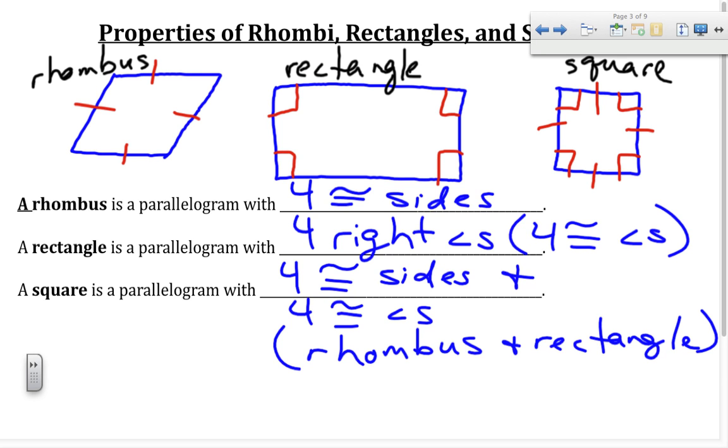And let me forewarn you, please, I am not giving you any properties of a square. I'm giving you properties of a rhombus, and I'm giving you properties of a rectangle. And I expect that you would be able to make the connection that when we're talking about a square, everything that's true about a parallelogram and a rhombus and a rectangle is true in a square.